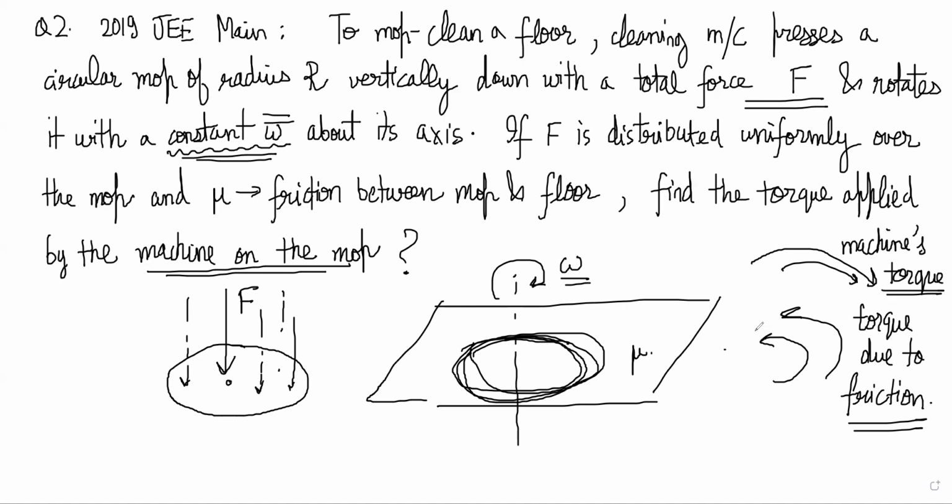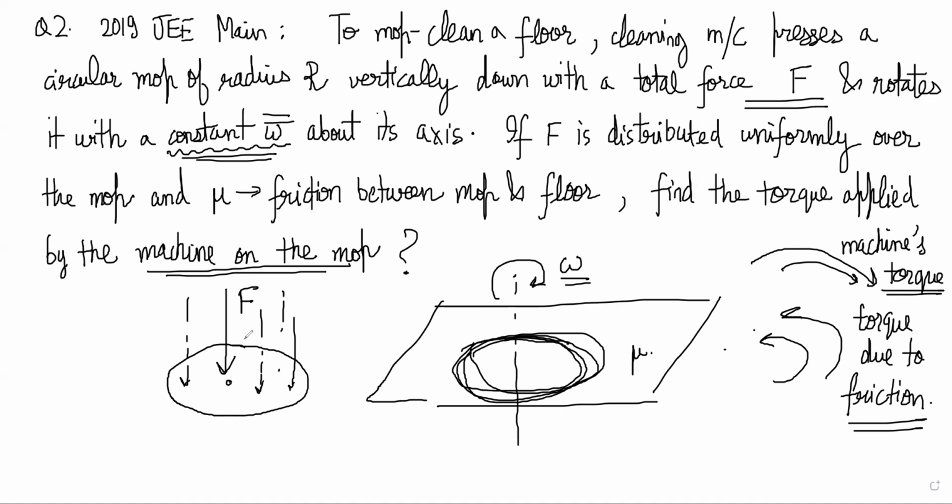So our job is to find the torque applied by the machine on the mop, but we can calculate it indirectly by finding the torque applied by friction on the mop, which tries to slow down the angular velocity of the mop. If you can calculate the torque due to friction on the mop, you can also say that that must be equal to the torque by the machine on the mop, right? I hope you understand what I'm describing here.